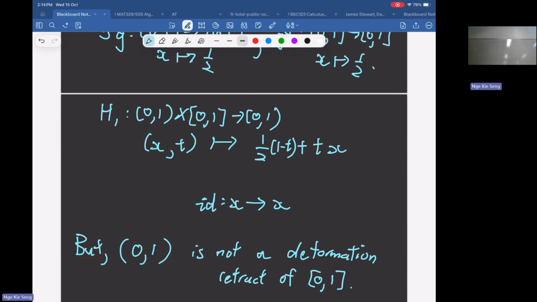You can try and write down the general argument; the idea is like that. So it's not true that if you have homotopy equivalence, then you have a deformation retract. But it's always true that if you have a deformation retract, the two spaces will be homotopy equivalent. So deformation retract is stronger.